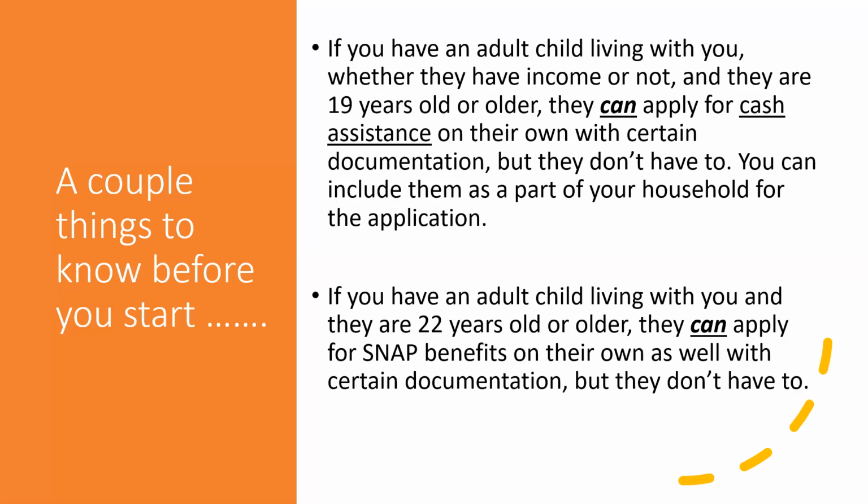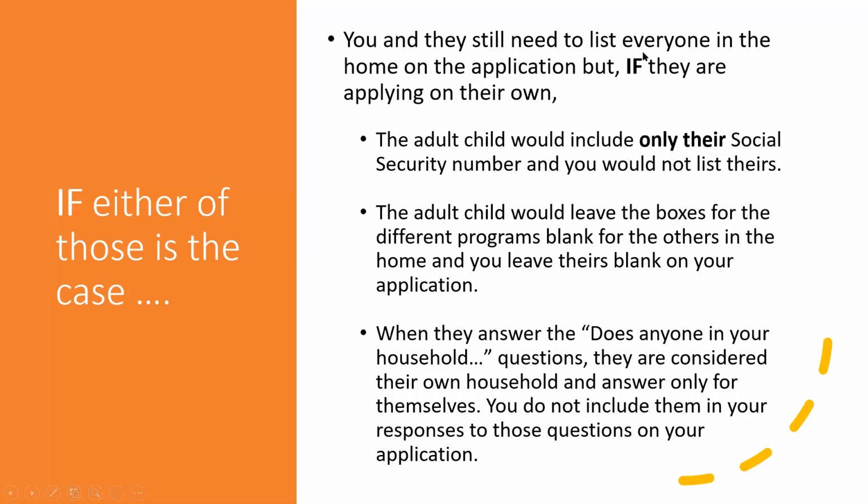Secondly, if you have an adult child living with you and they are 22 years old or older, they can apply for SNAP benefits on their own as well, with certain documentation, but there again, they don't have to. If either of these is the case, you and they will still need to list everyone in the home on the application. But if they are applying on their own, the adult child would include only their social security number on their application, and you would not include their social security number on your application.